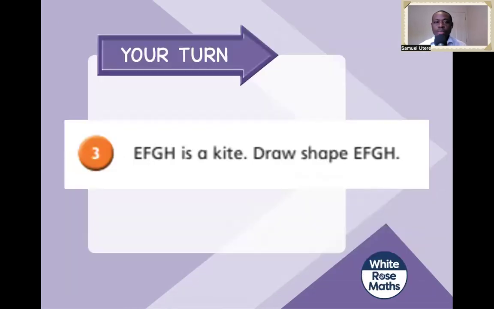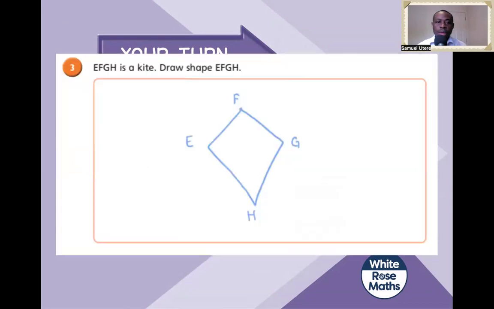Next, question 3. Pause the video and answer question 3 in 1 minute. And here is the answer for question 3. EFGH is a kite. You are asked to draw shape EFGH. And that's the answer.